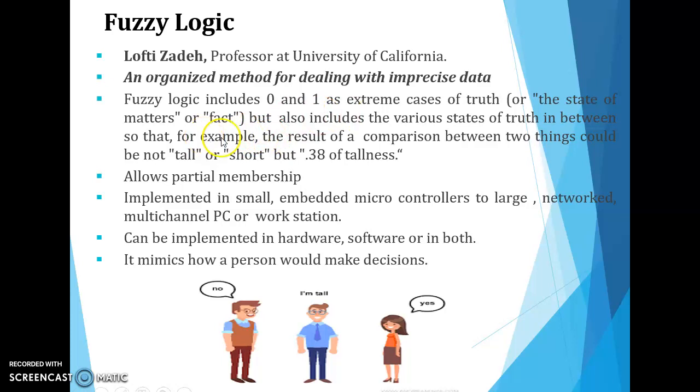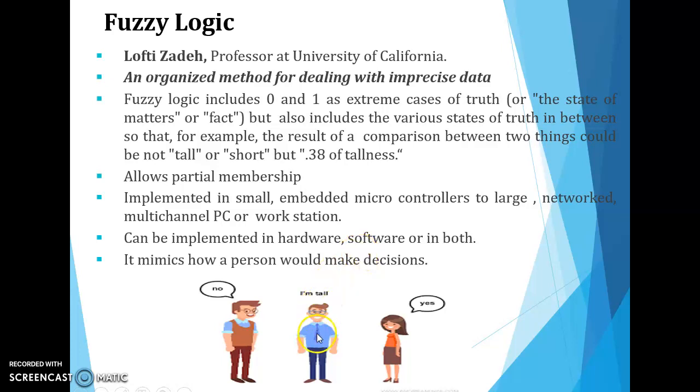For example, instead of comparing two things as one tall and another short, why can't we use the term 0.38 of tallness? So it allows partial membership. It can be implemented in small embedded microcontrollers up to large networked multi-channel PCs or workstations. It can be implemented in hardware, software, or both.